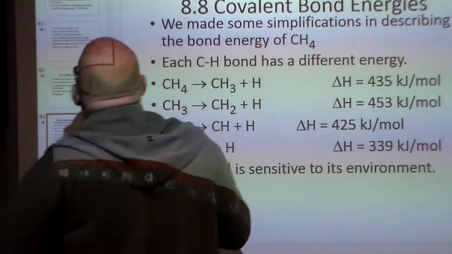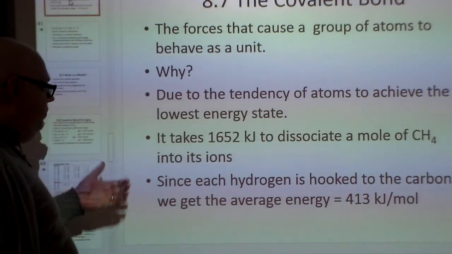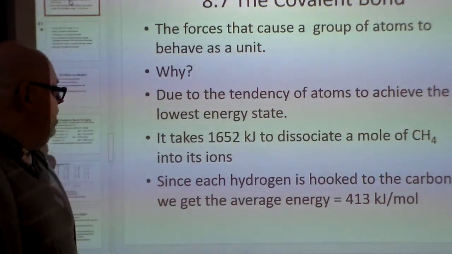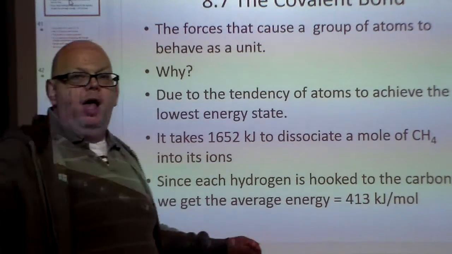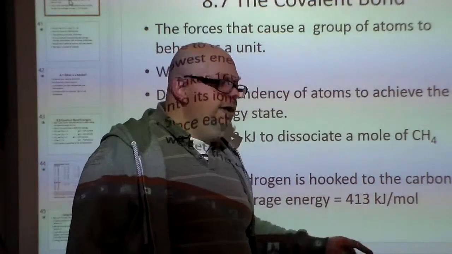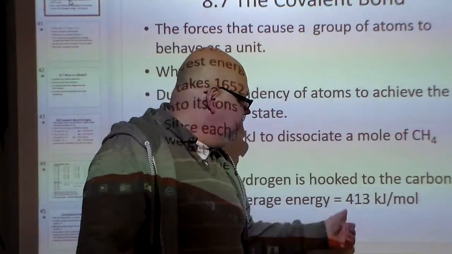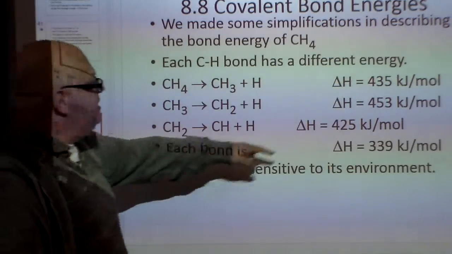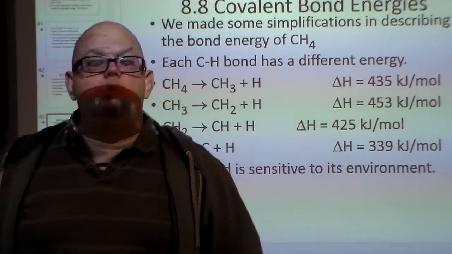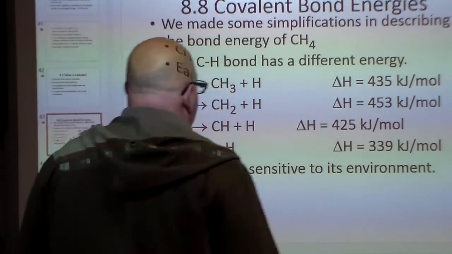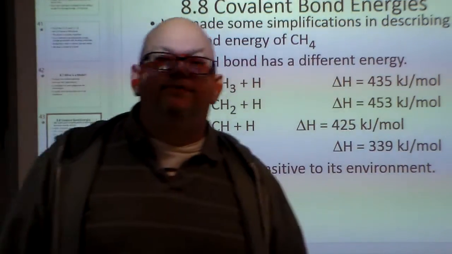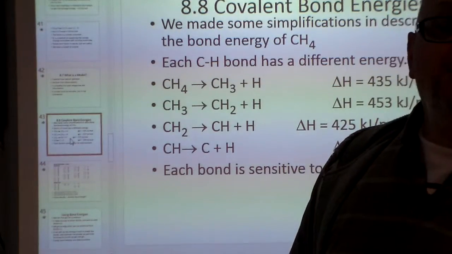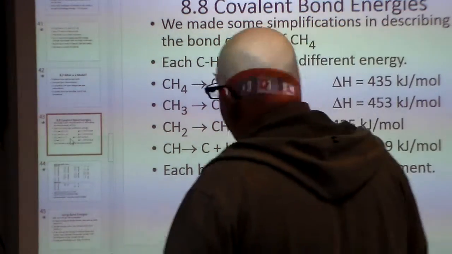So, wait a sec. If we look back here, we said it was 1652 kilojoules to dissociate a mole of CH4. So when we look at the average energy to rip out a hydrogen atom from this group of carbon and hydrogens, it's 413 kilojoules per mole. But for crying out loud, we're not seeing that; it's an average. We're doing an average. This is the actual thing. Now, each bond is sensitive to its environment. Bonds can be affected, for example, by concentration. Bonds could be affected, more likely, by temperature, if you stop and think about it.